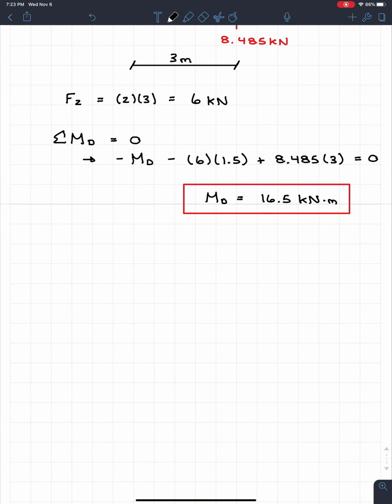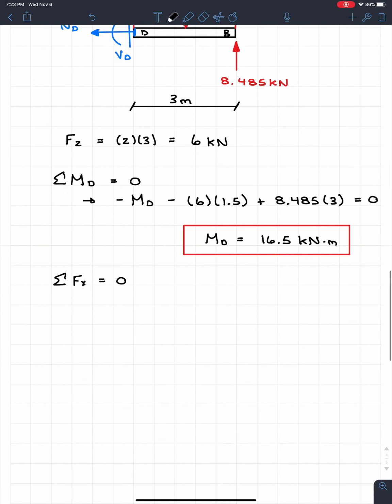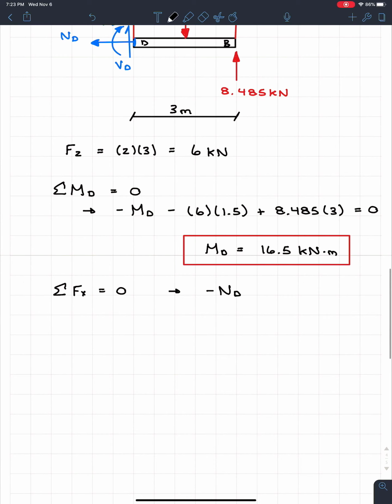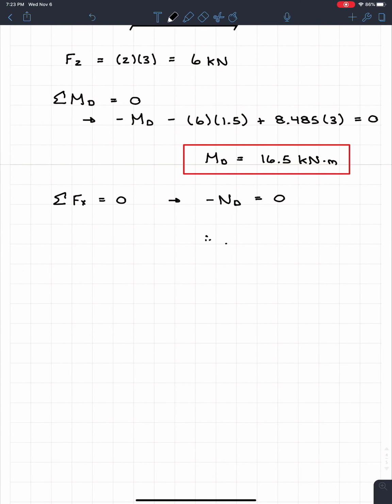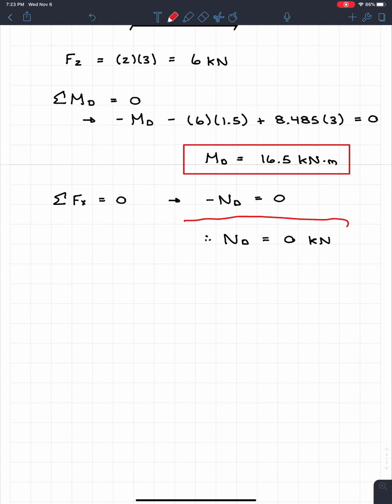Alright, so now we can do sum of the forces in X equals 0, and this one's very, very simple, because if we look up, we have ND going to the left, so our equation would be minus ND, and if we check, well, that's it. So therefore negative ND must be equal to 0, so therefore ND is equal to 0 kilonewtons, and I can box that as well.